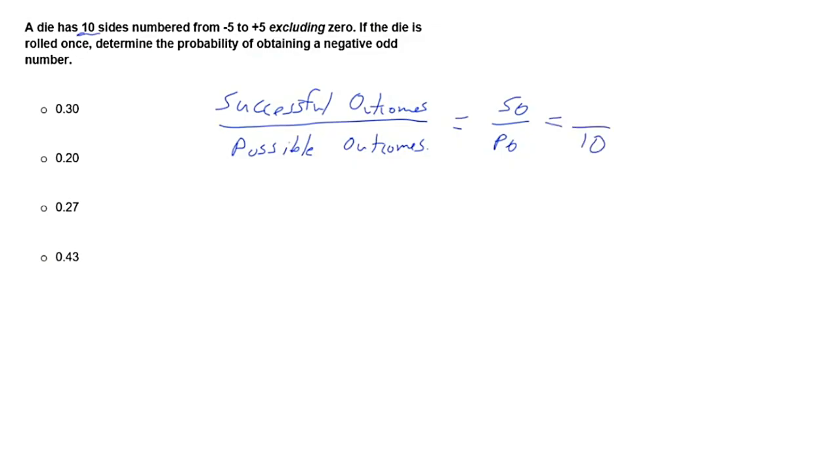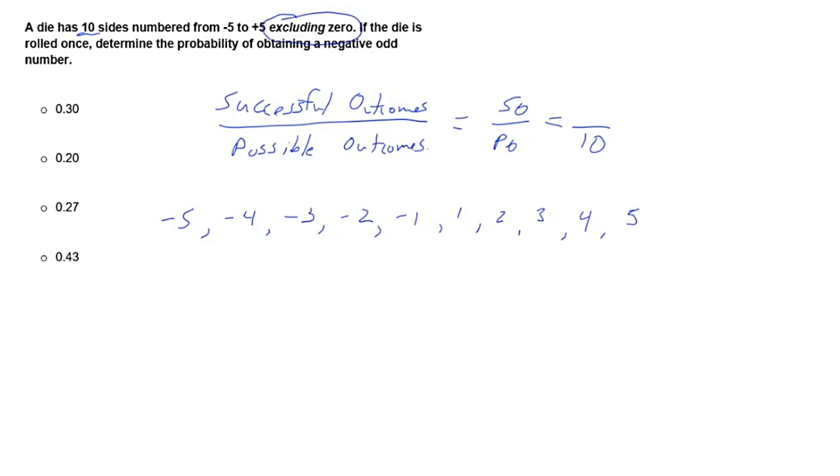Now, successful outcomes could be a little trickier, so this is where it might be helpful to write it all out. -5, -4, -3, -2, -1, and we're excluding 0, so we skip 0, we go right to 1, 2, 3, 4, 5. So these are all of the 10 possible outcomes.